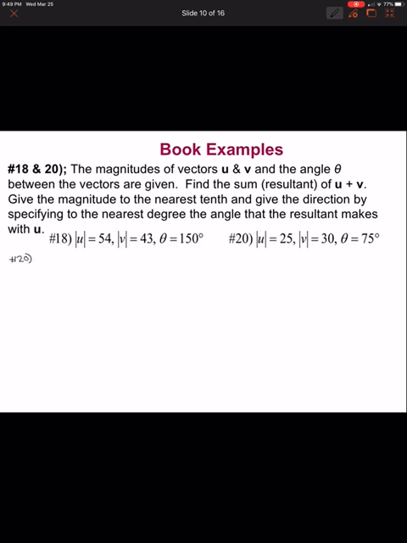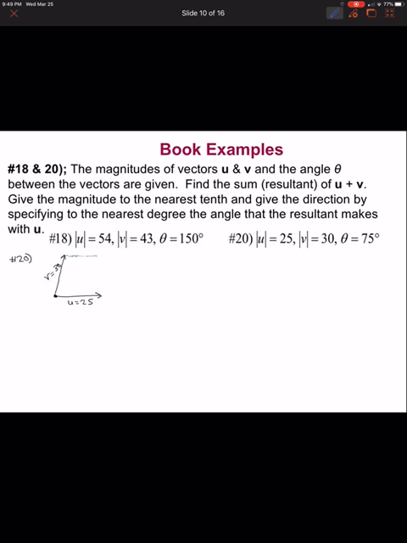So with that said, vector u, I'm going to do the same thing I did the other one. Let it be a horizontal vector, 25 units in length. And then vector v, which is a little bit longer in magnitude, 30, is 75 degrees off that. So let's go ahead and draw that in. There's vector v. So again, vector u, 25, vector v is 30. And let's go ahead and construct our parallelogram.